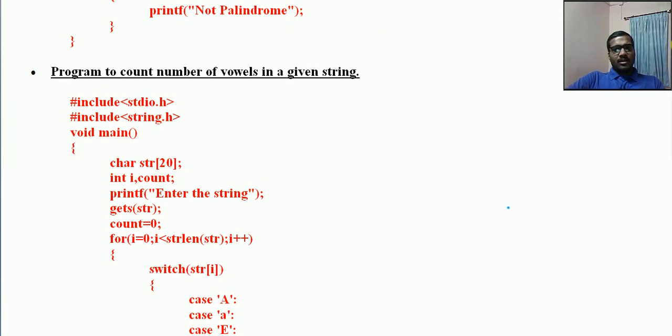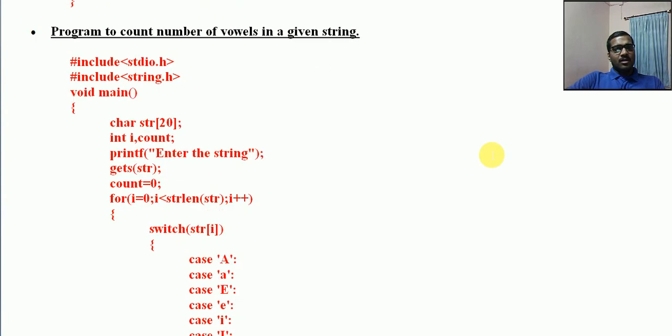The letters A, E, I, O, U. Here the string may consist of both capital as well as small letter characters. So A, E, I, O, U in capital or small letter. We need to check for the condition for both capital letters as well as small letters. Let us see the program.